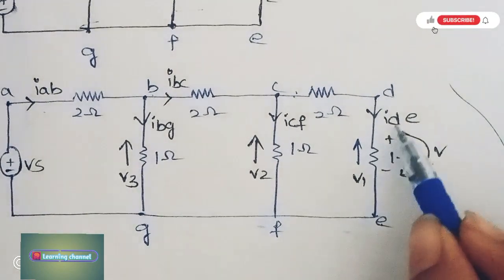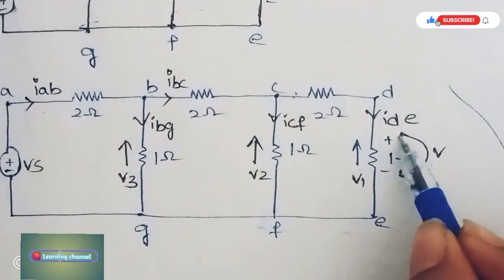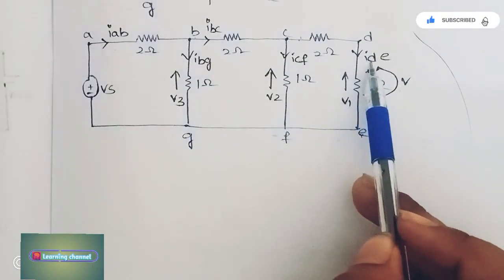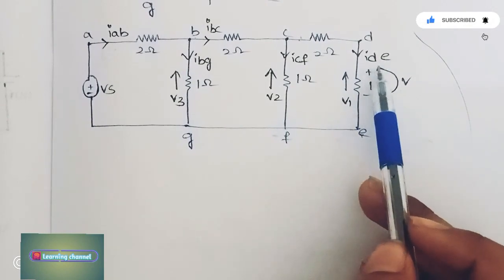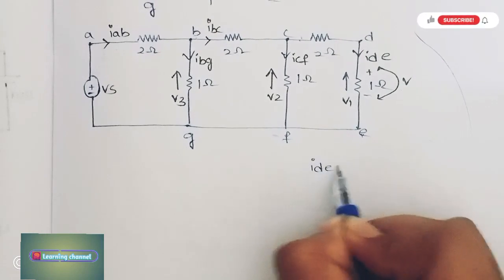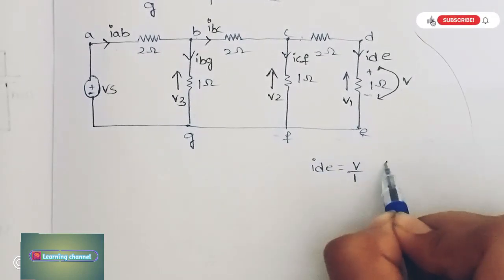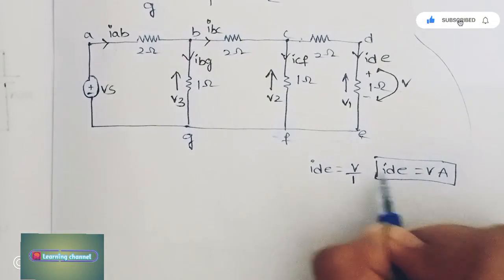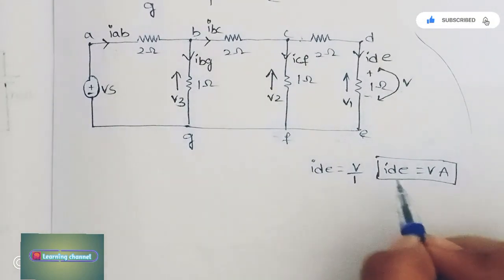Here the current ID is flowing in the branch DE, from D to E. So what is the voltage over here? Here we have 1 ohm. So what is the value of ID from Ohm's law? V by 1. So ID is equal to V amperes. This is one of the conditions which is useful in order to solve the problem.